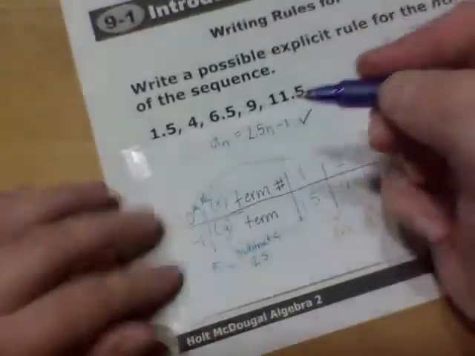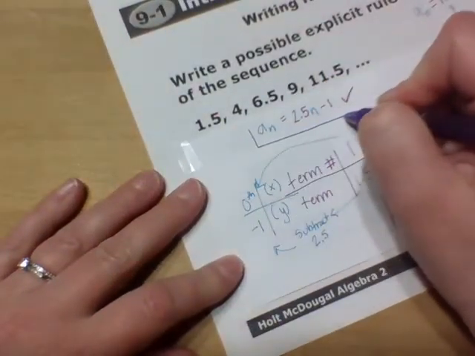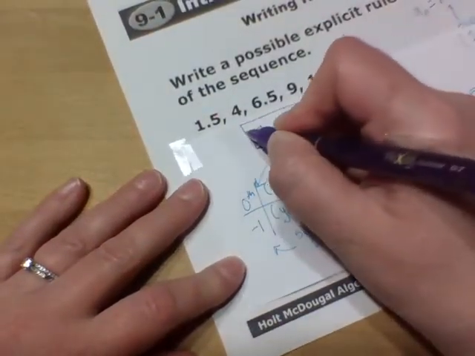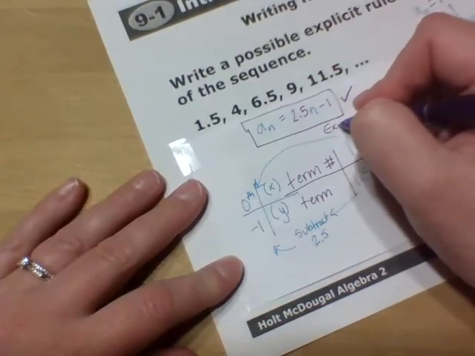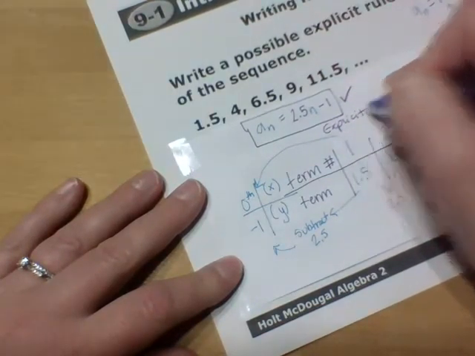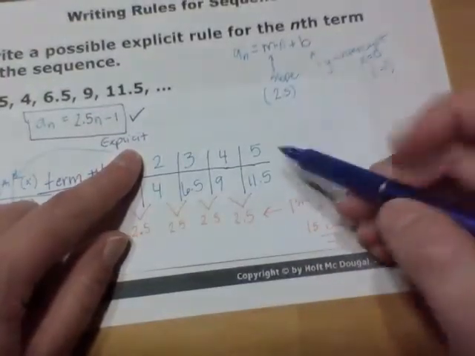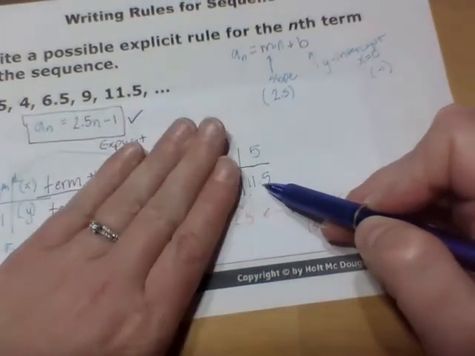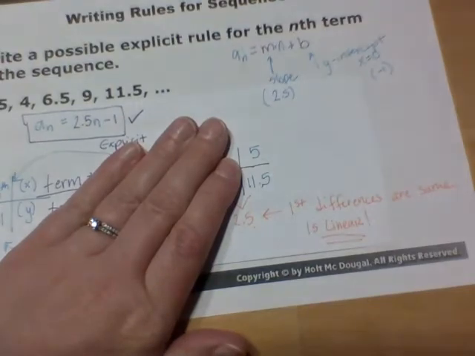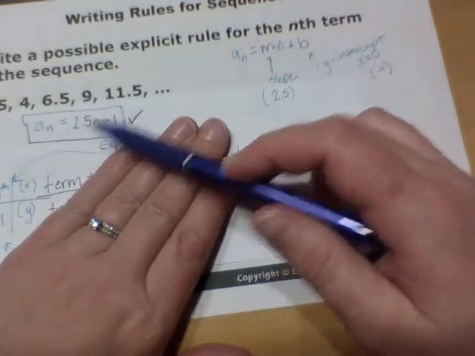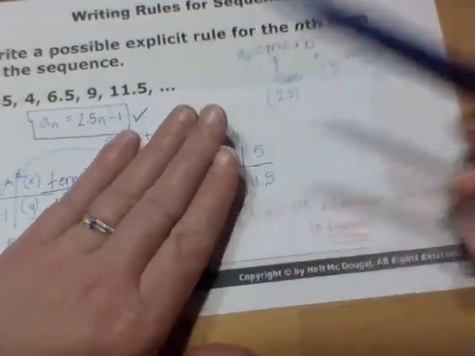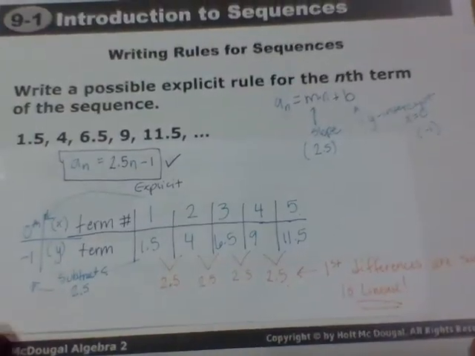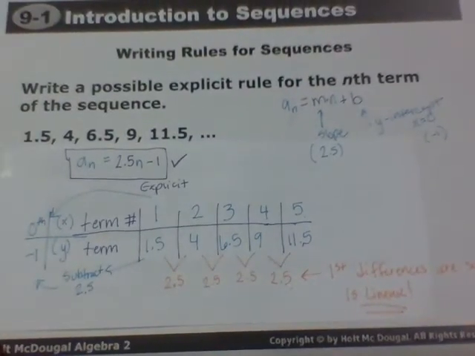And so that is going to be our formula, our explicit formula. Again, it's explicit because I could just plug in a 5 and get exactly to 11.5 and not have to have reference to the fourth one, because it doesn't say in the formula to do something with the previous term. So that's going to be our explicit rule.